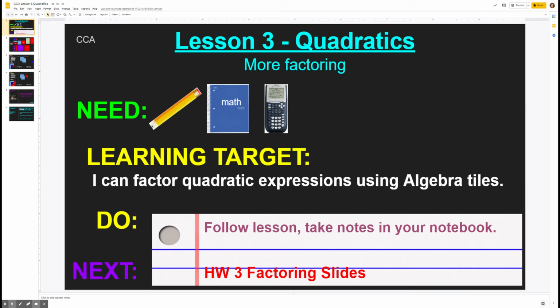So go ahead and get your paper labeled. And we will move on shortly.